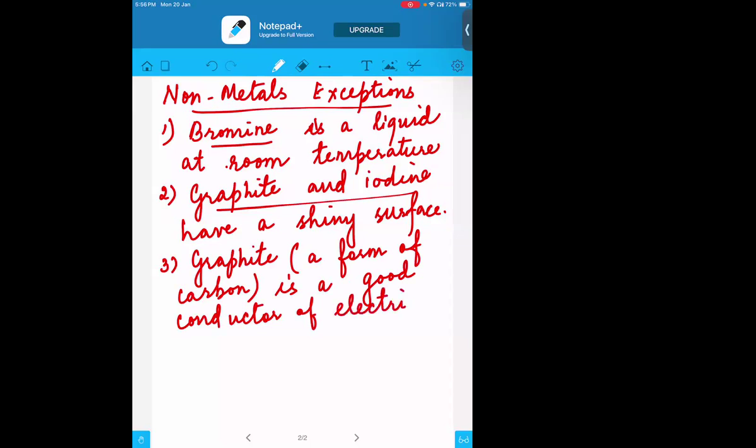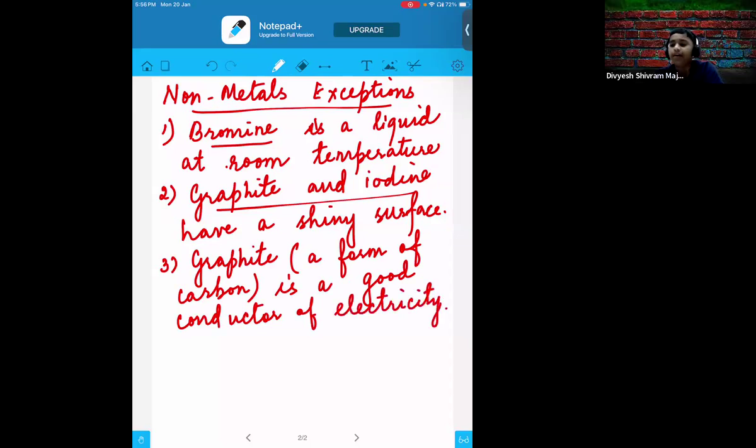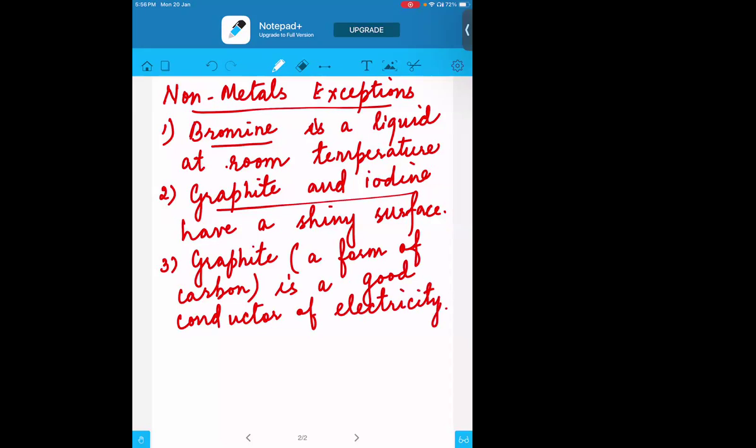Ma'am, pencils are made out of graphite, right? It has the lead actually in that. Pencil has the lead, which is a type of graphite only.